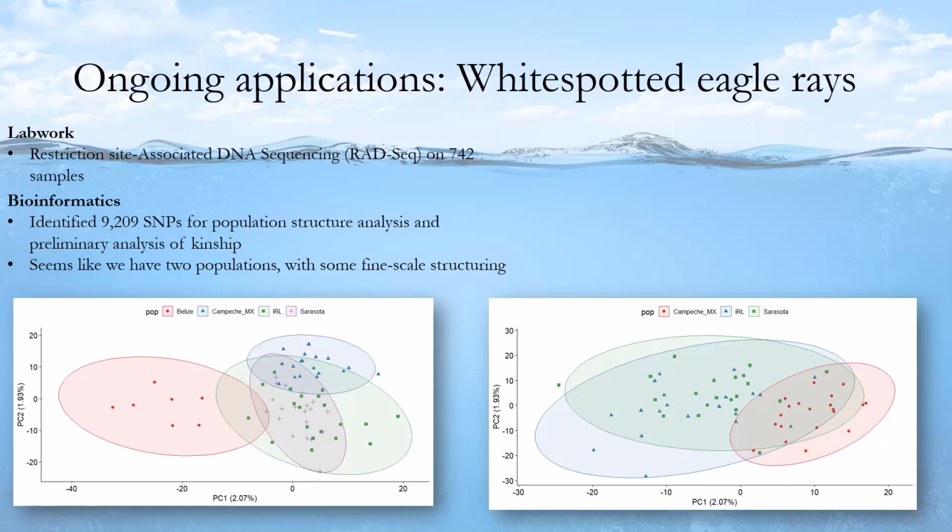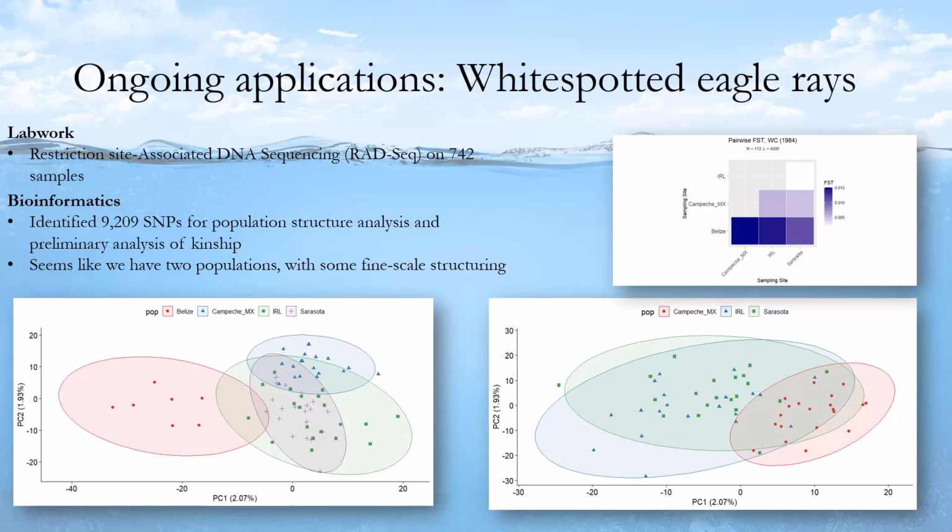And I've run a lot of different analyses, all of which support this trend, including analyses of FST, where the darker boxes show that we have more genetic differentiation between Belize and all the samples, and then a little bit between Mexico and the Florida samples, and really not much at all between the 2 Florida samples.